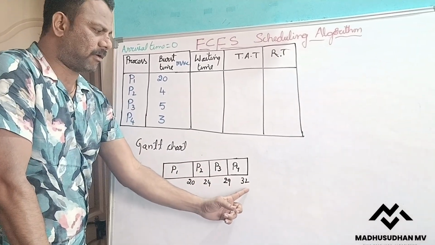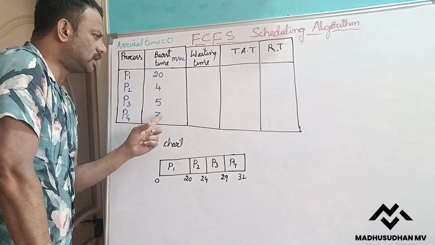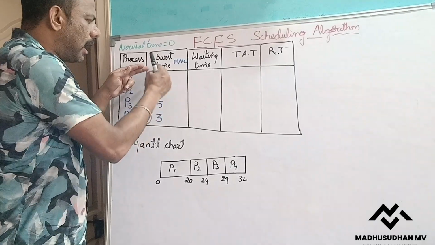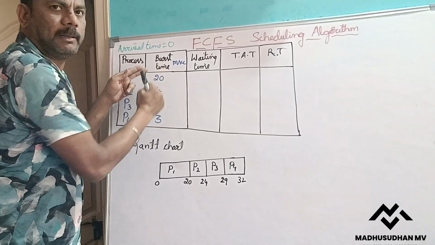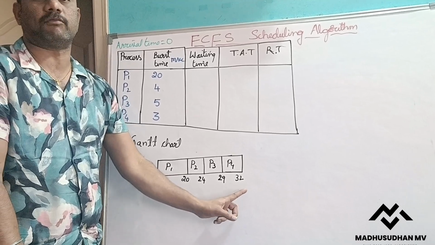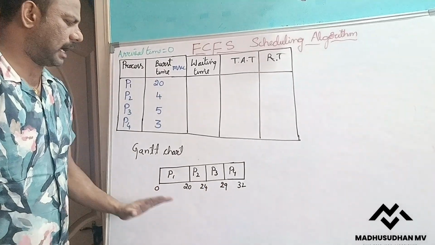Suppose the last ending time of the last process in the Gantt chart is not equal to the sum of the execution times of the processes, it means you did something wrong. The sum of the execution times of all the processes should be equal to the last ending time of the Gantt chart, which are both the same. So then your answer is right. Now I have written the Gantt chart.